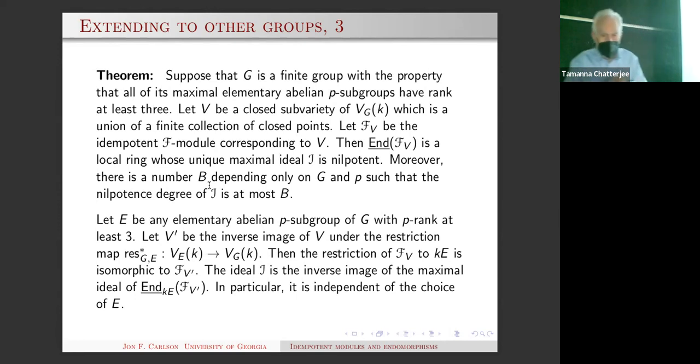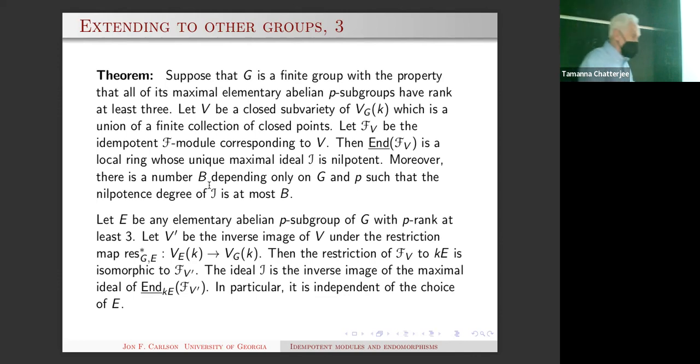And so the important thing about this is, if you've got an elementary abelian p-subgroup E, but again with p-rank at least 3, and if you take the inverse image of the restriction map from G to E, then you can get that this is isomorphic to F(V'). And this ideal I that we're looking at is actually just the ideal you would get of the kernel of that restriction, basically.